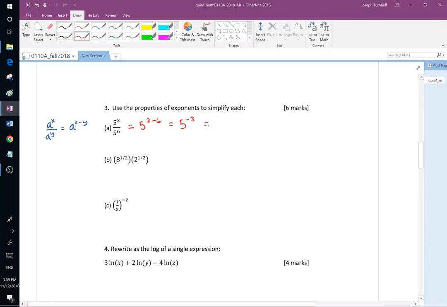There's another acceptable answer. If this is multiple choice, you're going to have to be able to identify that those two are equivalent. 5 to the negative 3 is the same thing as 1 over 5 to the positive 3. And it isn't that onerous to multiply 5 by itself 3 times. 5 times 5 is 25, and then 5 times 25 is 125.